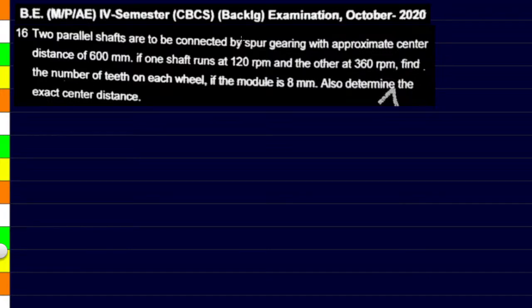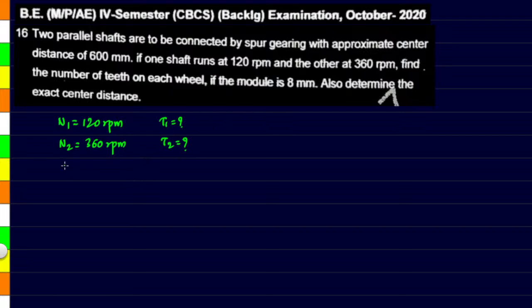Next, we have another problem from October 2020. So we have two parallel shafts that are connected by spur gearing with approximate center distance. So the center distance that is given to us here is an approximate distance. If one shaft is running at 120 rpm, so let's take this as N1, 120 rpm, and the other is running at N2, that's 360 rpm. We have to find the number of teeth. So T1 we need to find, and T2 we need to find.